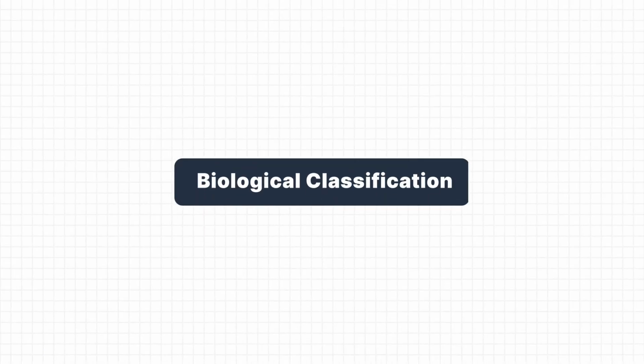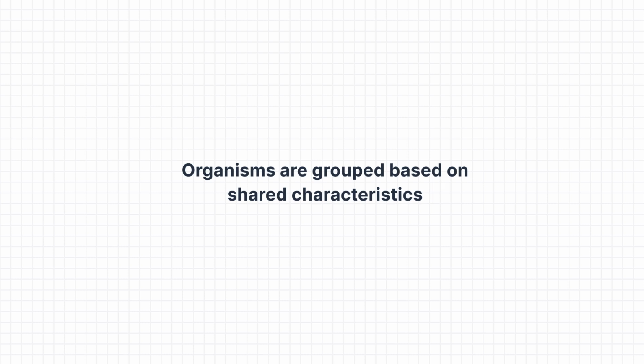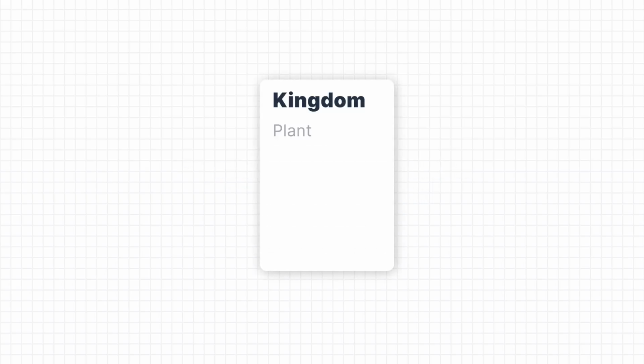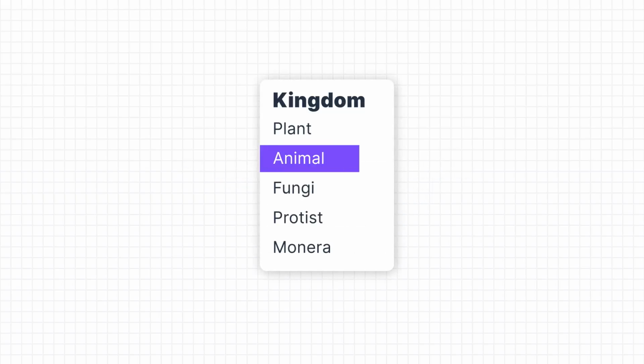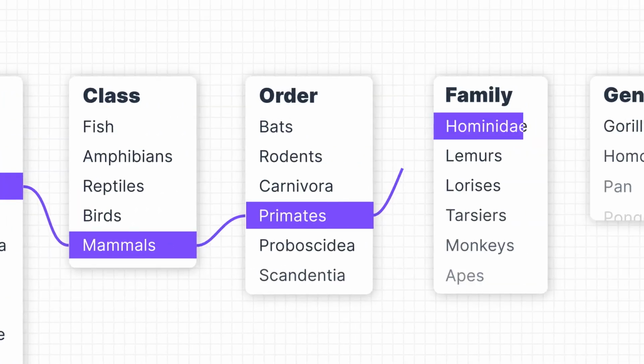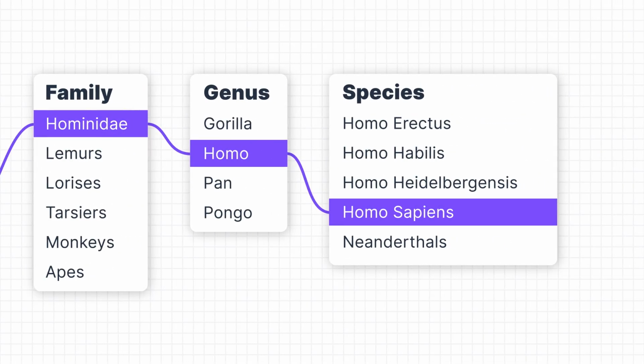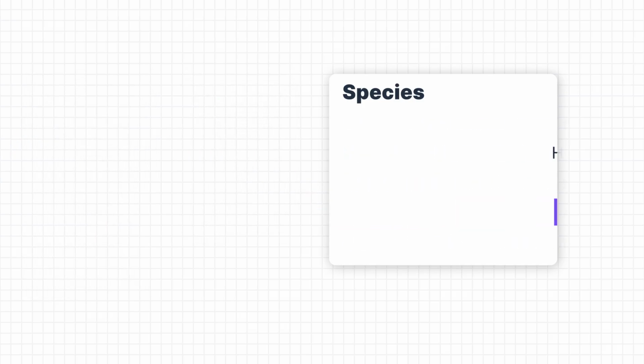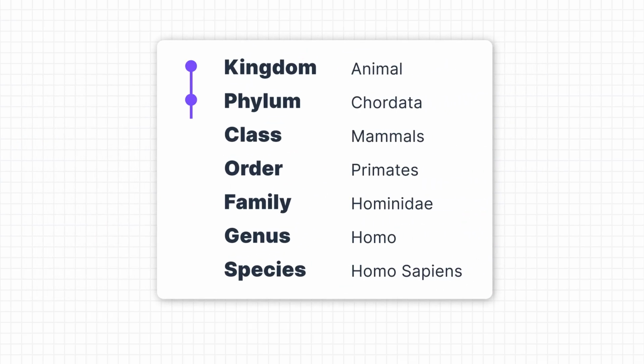A classic example is a biological classification system. In biology, organisms are grouped based on shared characteristics. This starts broadly at kingdoms like animals or plants, and then narrows down to species like humans, which are Homo sapiens. This hierarchical structure helps scientists make sense of the vast diversity of life and understand the relationships between different organisms. Let's look at maybe a more practical example.